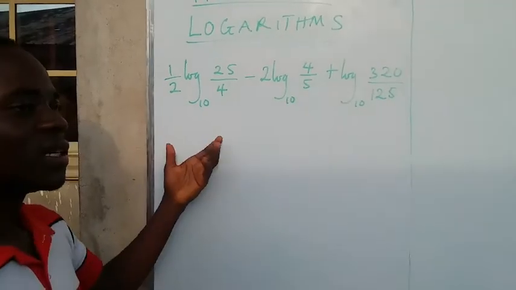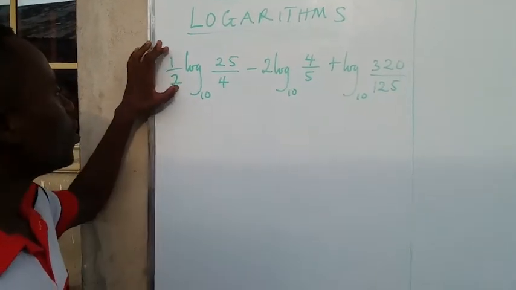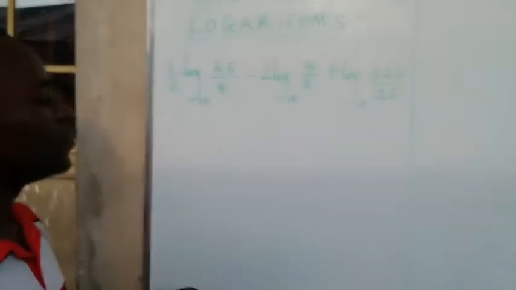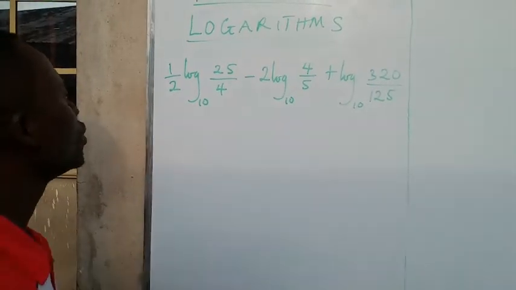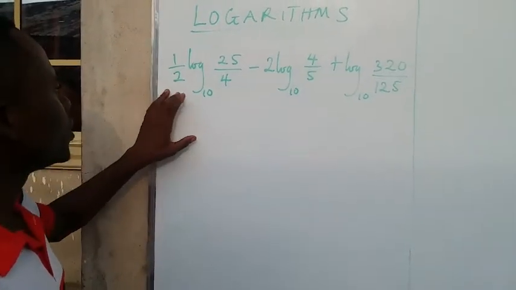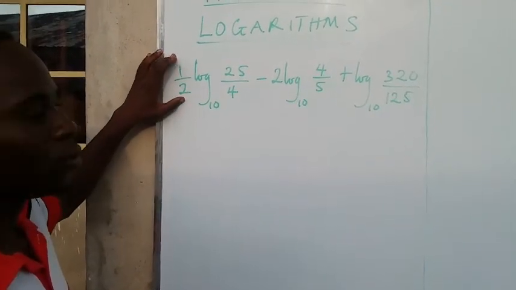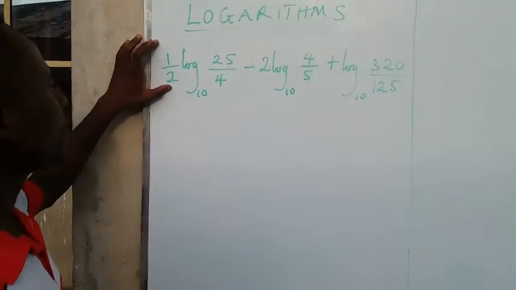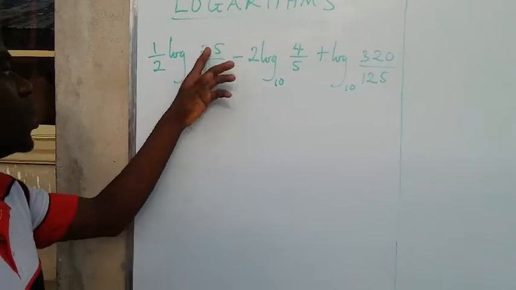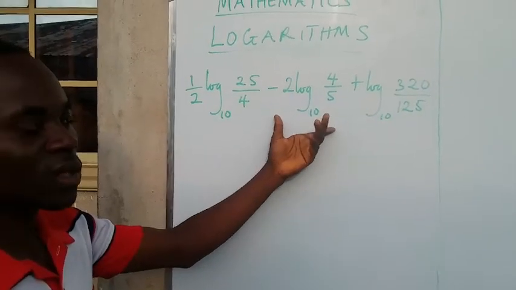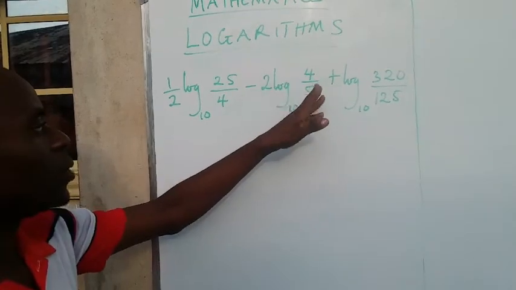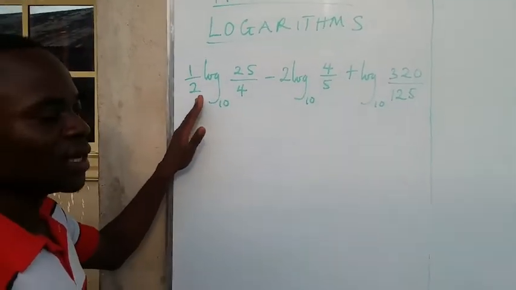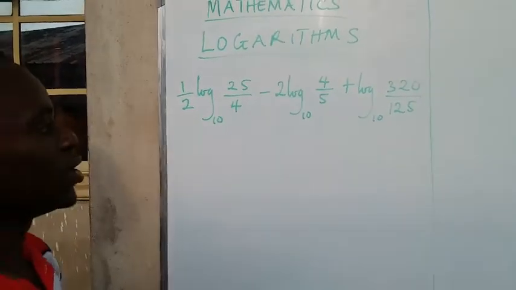So in order to simplify this logarithm, first of all I must make sure all the factors multiplying the logarithms are laid off by any law of logarithm that is suitable. If we look at this first term of this expression, we can actually lay off this 1 over 2 by applying the power law of logarithm. This 1 over 2 can be translated to become the power of 25 over 4. Similarly, the second term, 2 can be translated to become the power of 4 over 5.